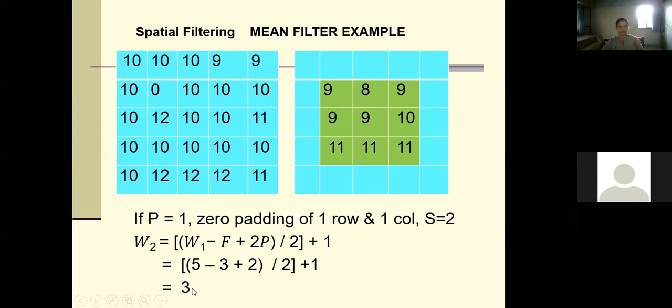Okay, so the answer for this question is 3 by 3. If stride rate is 2, resultant image size is 3 by 3.